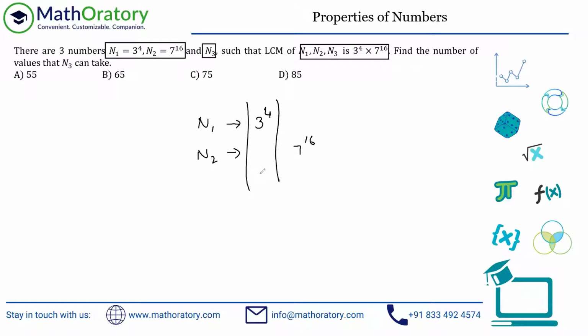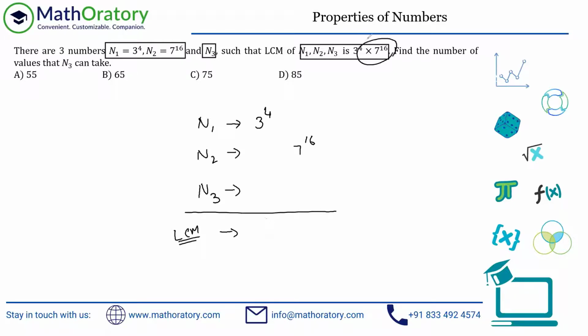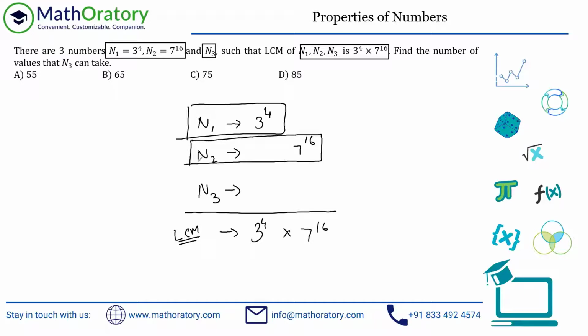I want to dedicate this level for powers of 3. And N3 is missing, so we don't know what N3 is. The LCM of these three numbers is already given to us as 3 to the power 4 into 7 to the power 16. Now, what you need to understand is these two numbers are already fixed. You cannot change this. We are just looking for the possibilities of N3.